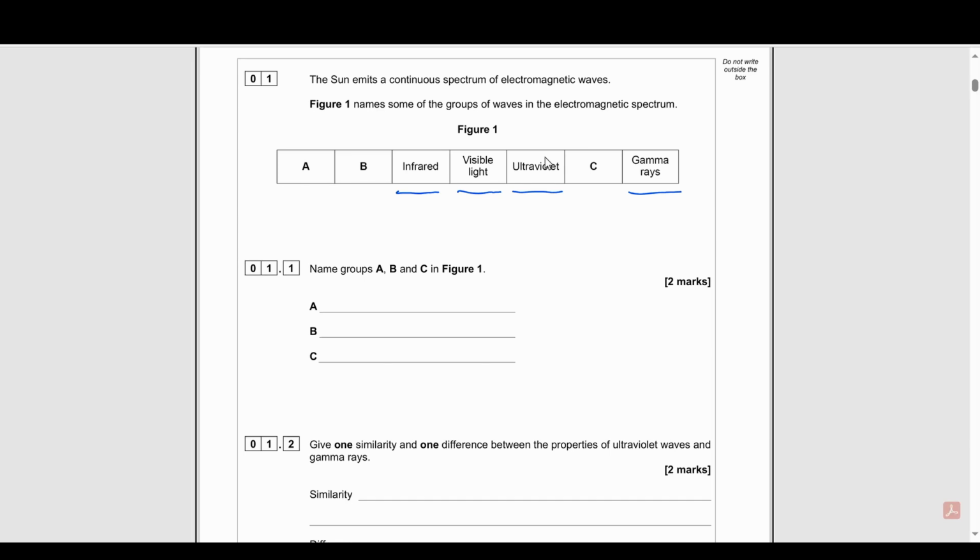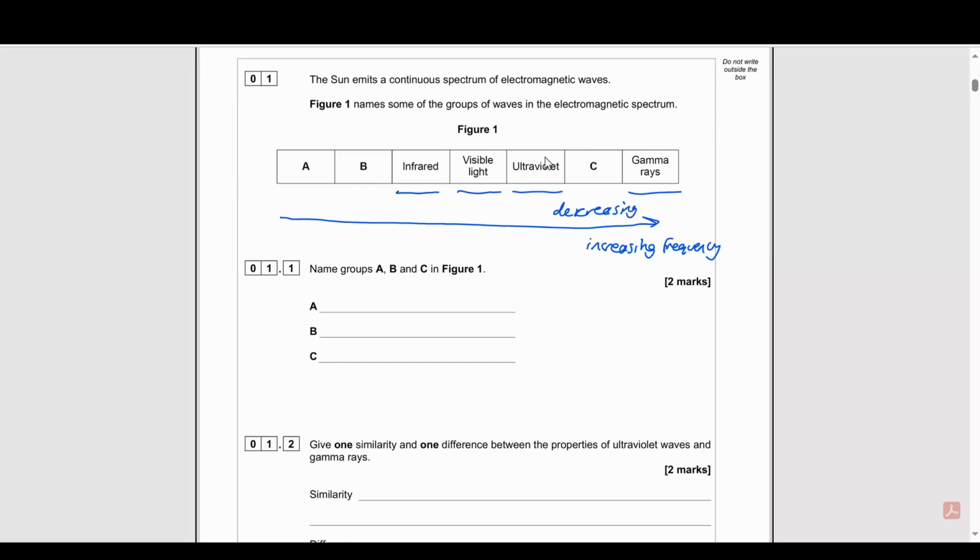1.1. Name groups A, B, and C in Figure 1. Well, the electromagnetic spectrum is a continuous spectrum of waves, as it says, and this is in some sort of order. The order that you can have the electromagnetic spectrum, usually from left to right, is increasing frequency or increasing energy, and also decreasing wavelength.